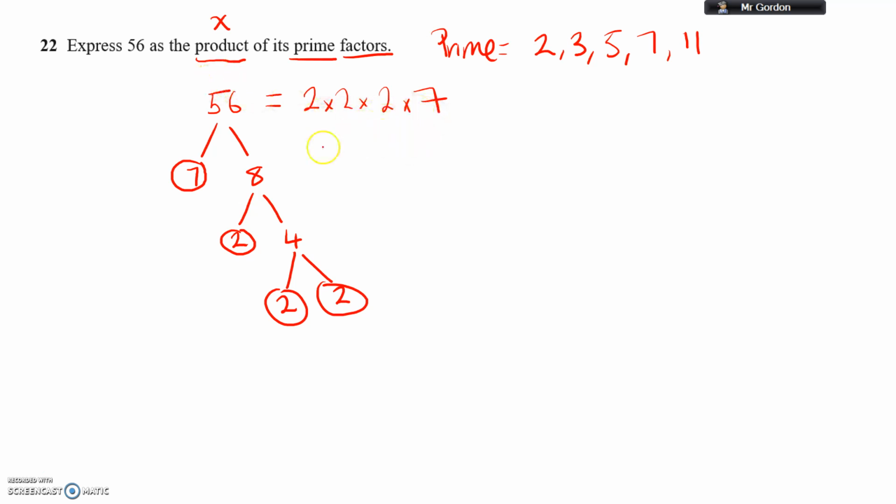If you were asked to write this in something called index notation, so if they said as part of the question, use index notation, it just means, can you write it with powers? So this 2 times 2 times 2 bit can be written as 2 cubed, because there's 3 2s timesed together. So you just change your answer to that to make it a bit more professional if they ask for it.